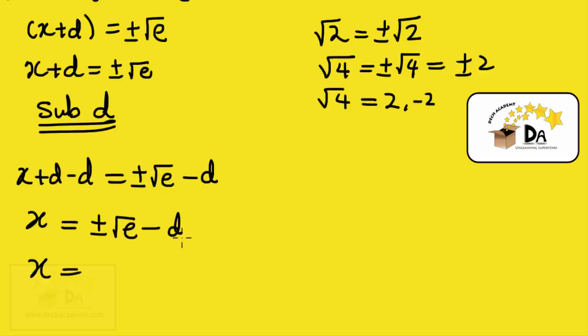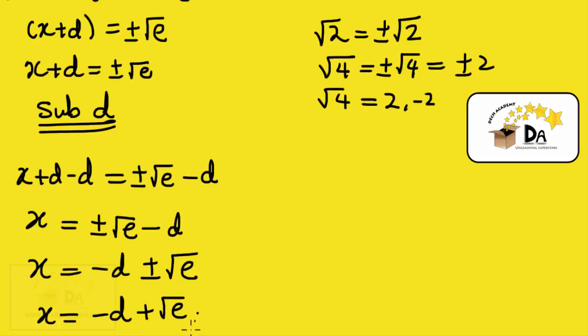The right hand side, this term can be rearranged as minus d plus or minus the square root of e. So your values of x, your solutions to the original quadratic equation, will be x equals minus d plus the square root of e, or x equals minus d minus the square root of e. Because of the plus or minus, you take the plus case separately from the minus case.